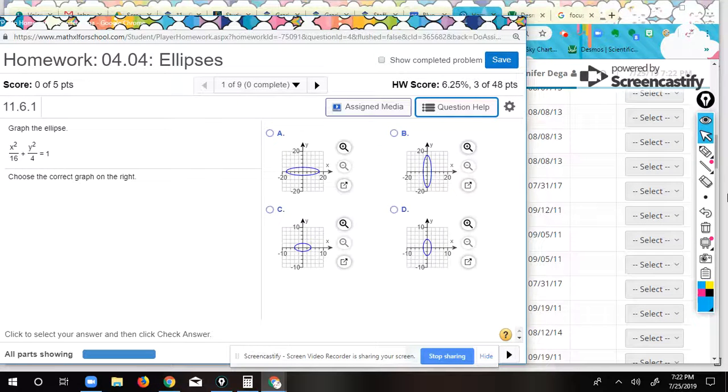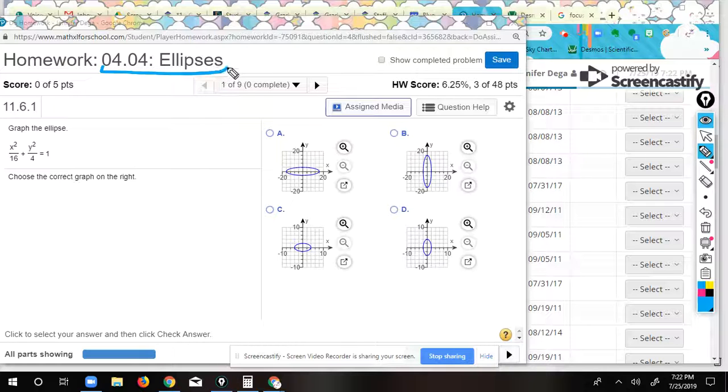All right, we are on ellipses. This is 4.04, and you've got one more and then the test. So we want to graph the ellipse. First thing we're going to do is take the square root of those values underneath x and y, because that tells us how far the ellipse is stretched out on that axis.